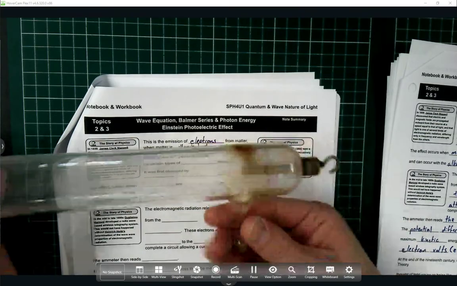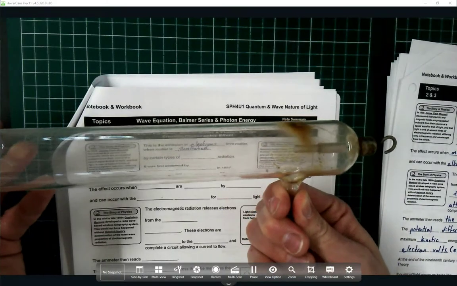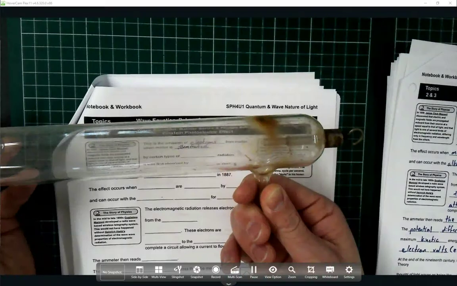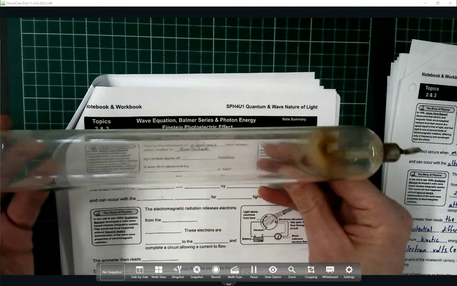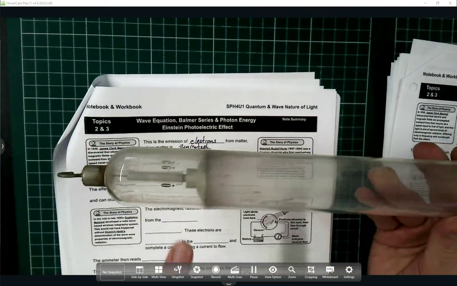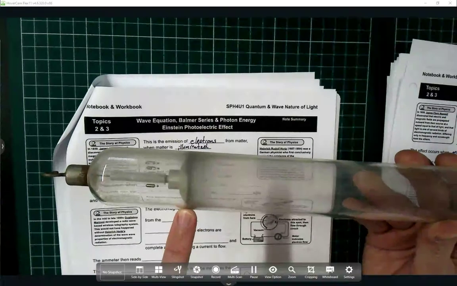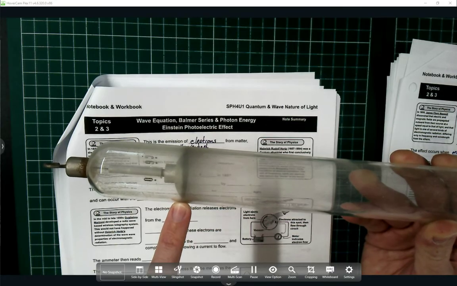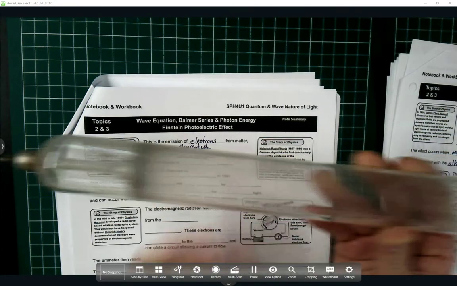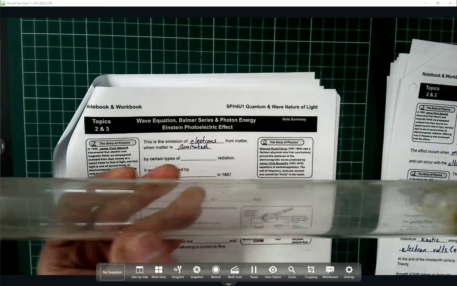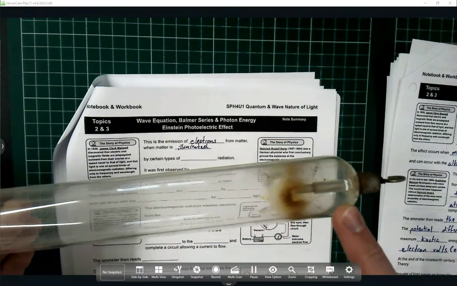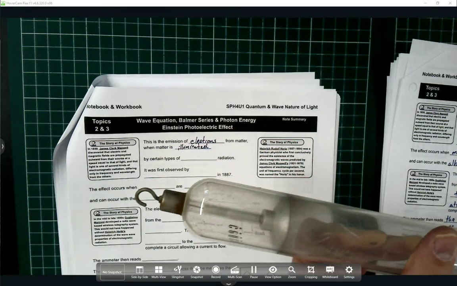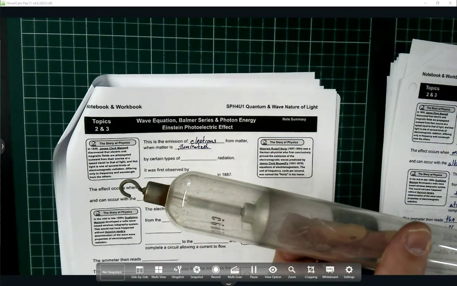The idea is that you're supposed to be able to hold it up on a stand at this end. I have a wooden stand in the cupboard that I'm not going to bother putting under the camera. But it holds this thing up. If I shine light on this metal at one end, in the right way with the right light, it'll knock electrons off this end. Those electrons will bridge the gap and fire across to this electrode. You can see there's a metal hook at this end and at this end, so that can get connected with alligator clips to a circuit.